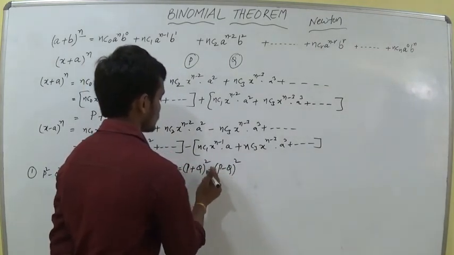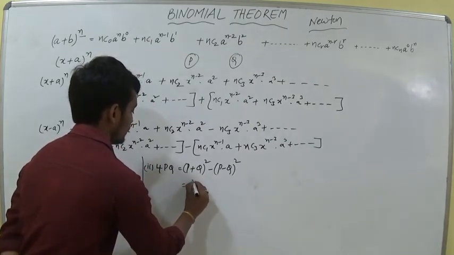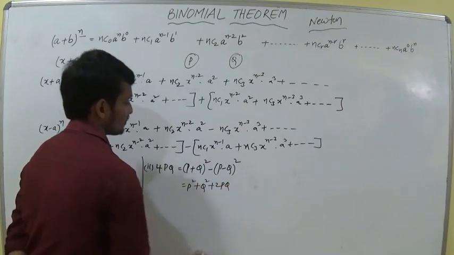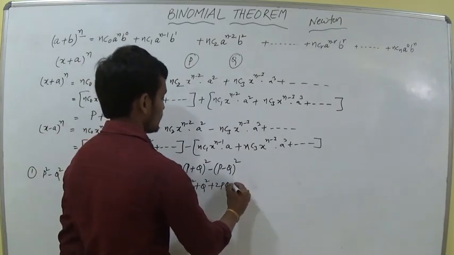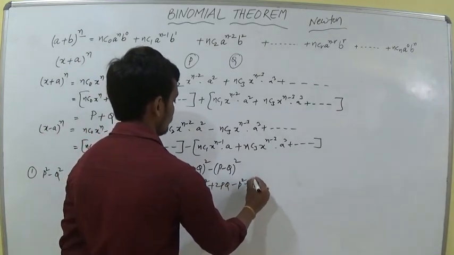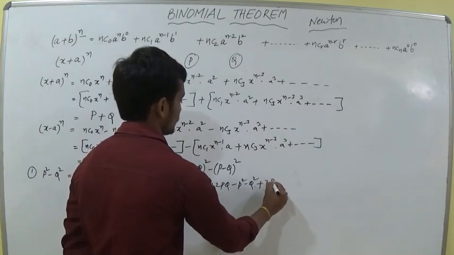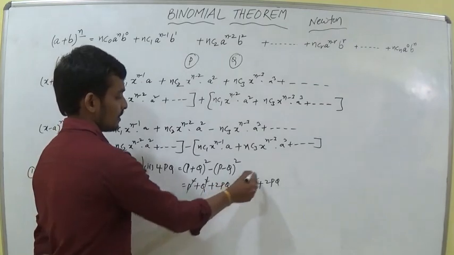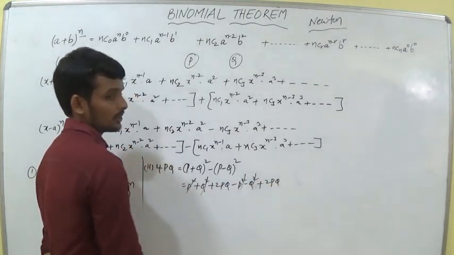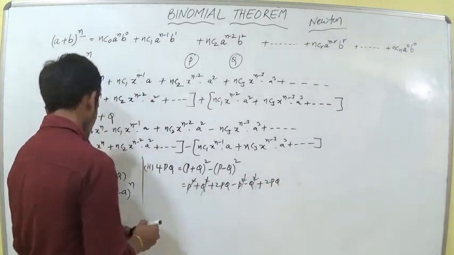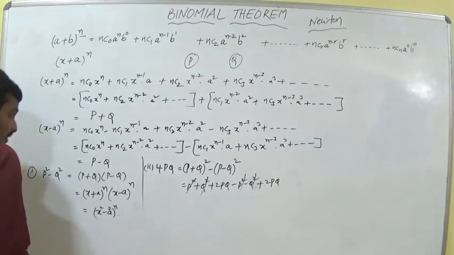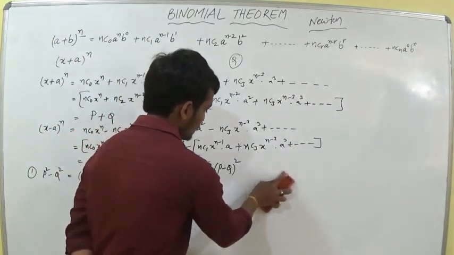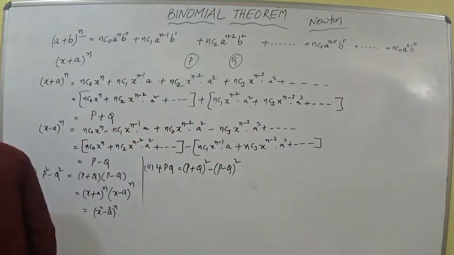P plus q whole square is equal to p square plus q square plus 2pq. Am I right? If you write minus here, minus p square minus q square plus 2pq. Am I right? Now p square cancelled, q square cancelled, 2pq plus 2pq is 4pq. That's why I'm writing directly 4pq is equal to p plus q whole square minus p minus q whole square.